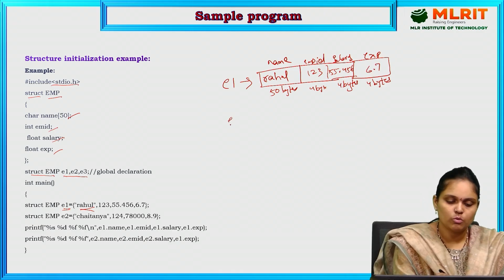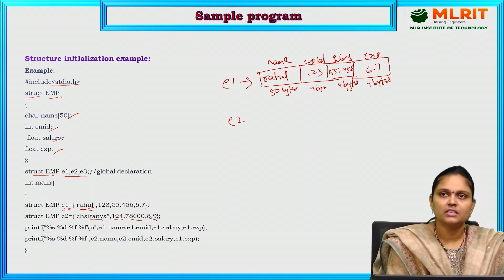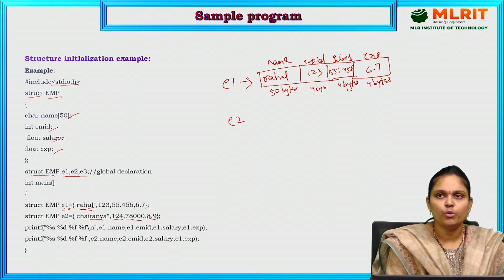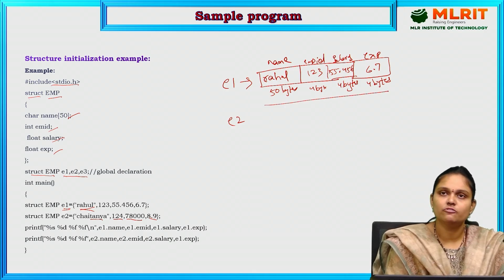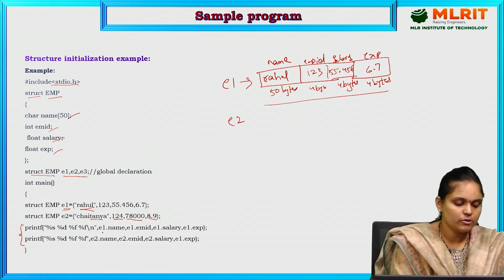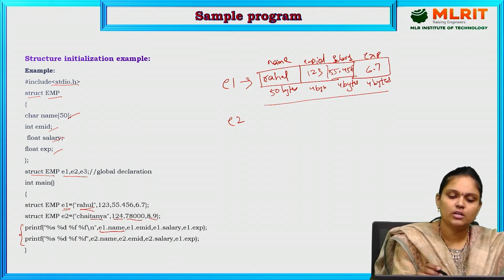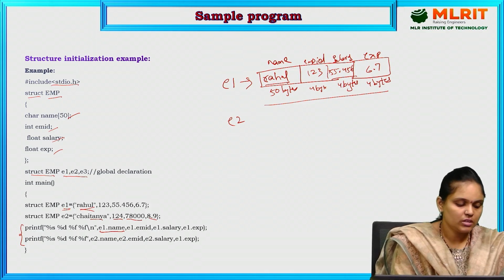For E2 also, the value is Chaitanya, the employee ID is 124, the salary is 78,000, and the experience that person has is 8.9 years. In this way the memory is allocated and the values are stored in the allocated memory, and we are printing those two employee details by using E1.name. By using the dot operator, if you give E1.name, then Rahul will get printed. Here for a string we use %s as the control string.